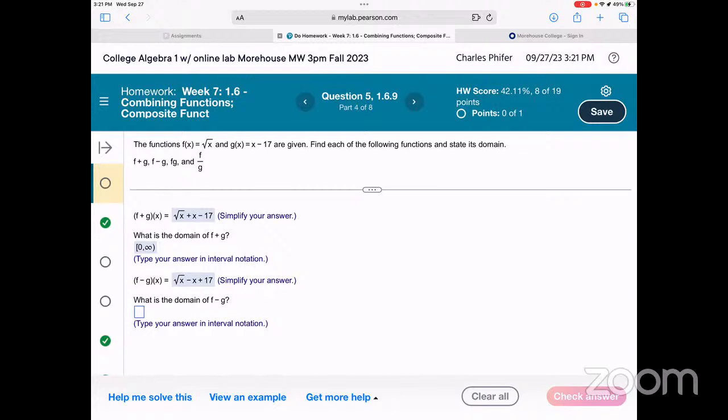So the domain of f is 0 to infinity. Domain of g is all reals. The only restriction on the final is the same as f. So the final result should just be 0 to infinity.